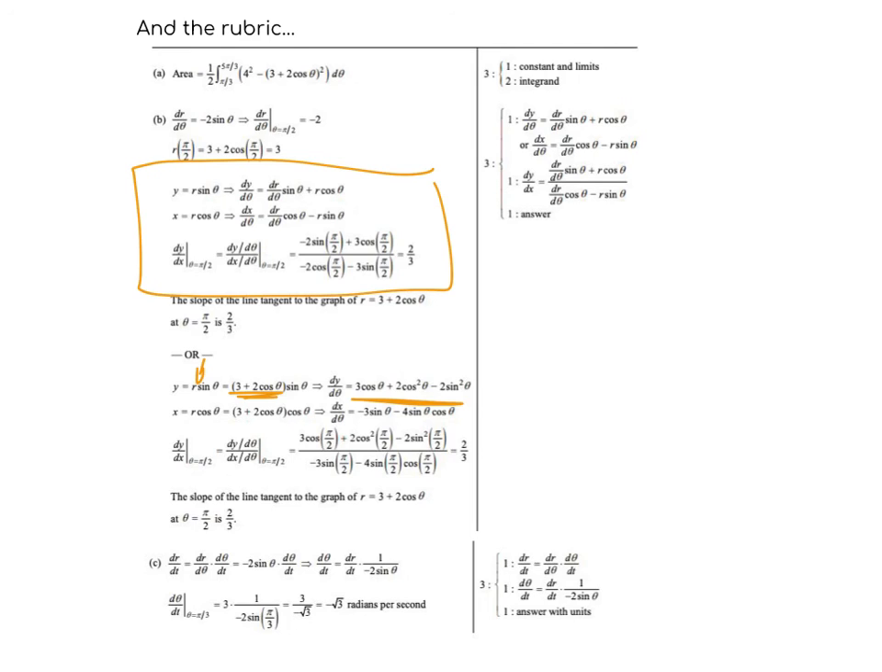And then for C, okay, so they broke dr dt into dr d theta and d theta dt and found those two pieces. It's the same idea as what I did. And then they solved for d theta dt. Yeah, okay, so it's the same idea as what I did, and we got the same answer. So we did a good job.